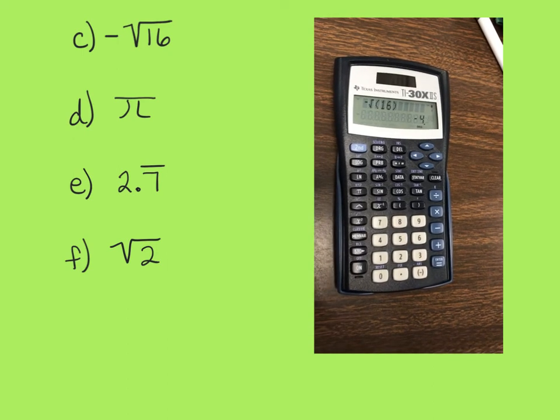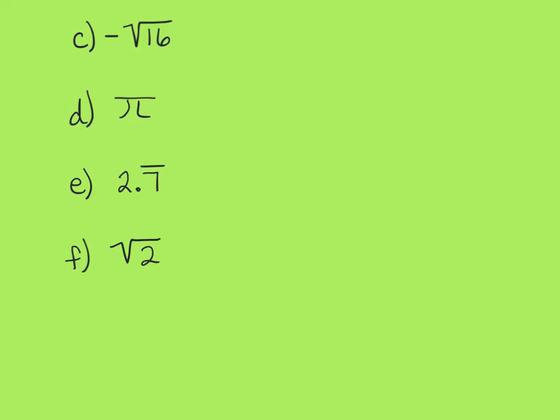So since it was negative 4, that is an integer. We know that an integer is a rational number, so I'm going to classify it as rational, R, and the reason is it's an integer.